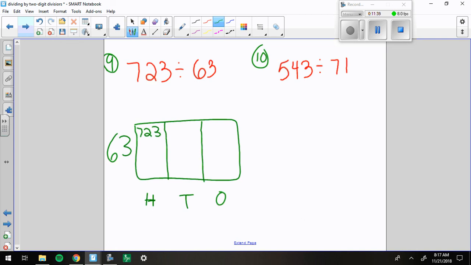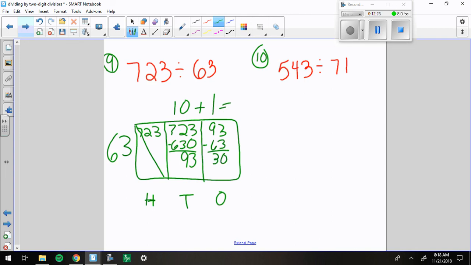723 there. The 63 going into 723, a multiple of 100 times? No way. 63 times 100 is 6,300. No way. I move to my tens. 723. Does that go in a multiple of 10 times? You bet. It actually goes in 10 times, because that's 630. When I subtract, I get 93. My 93, you betcha, goes up here. And does that go in one time? 63 goes into 93? Exactly one time. 63. I subtract, I get 30.